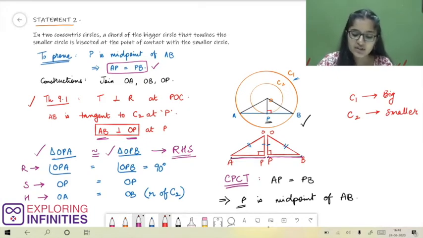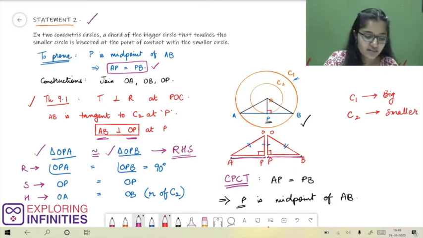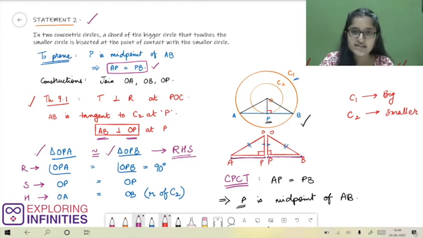And P is nothing but the point of contact of the chord of the bigger circle touching our smaller circle. So, this chord of the bigger circle is being bisected at its point of contact with the smaller circle. And that is our statement 2. Hence, statement 2 has been proved.